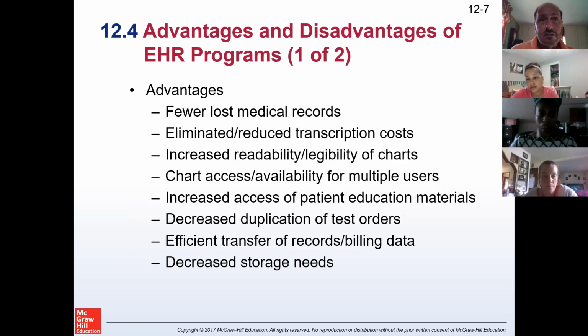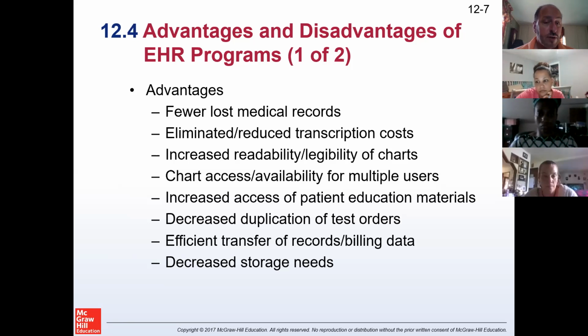Chart accessibility. In the old days, you had to go to a chart room and pull the chart, or if somebody had the chart, you didn't know where they had it. They could be down the hall, they could be in the patient's room, they could be just about anywhere. Now with an electronic health record, anybody can go into the patient's chart from anywhere. So there's multiple access. It decreases the duplication of orders because everything's entered in one place and people see the order in one place.